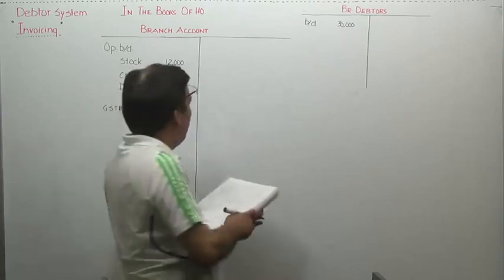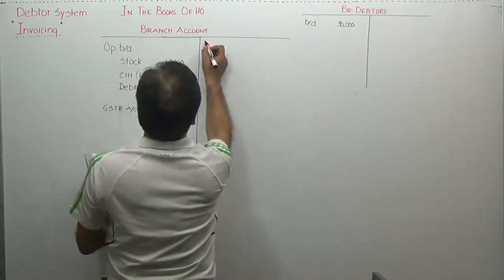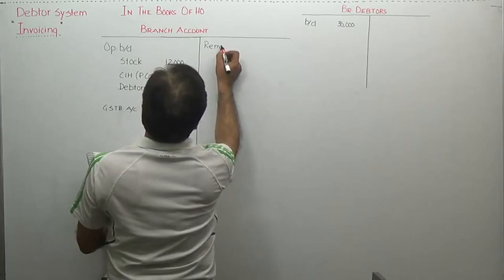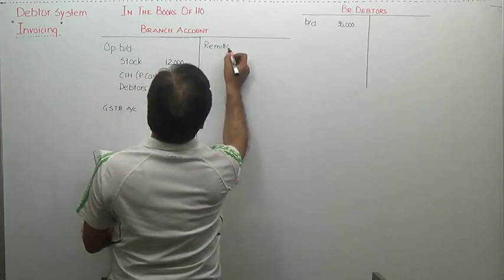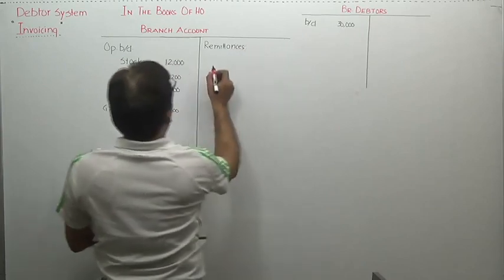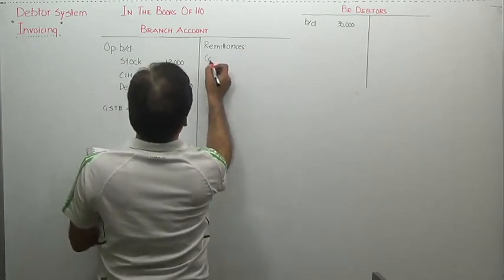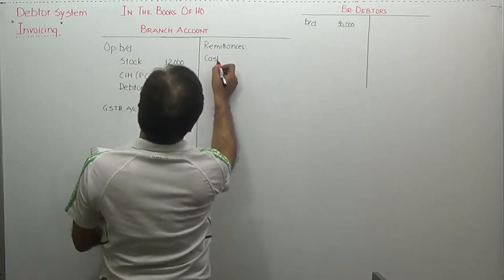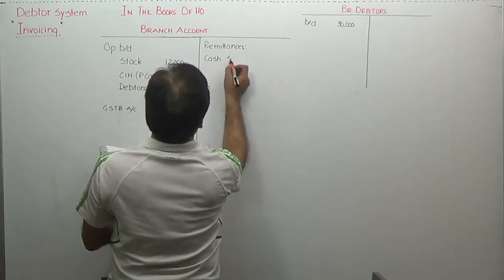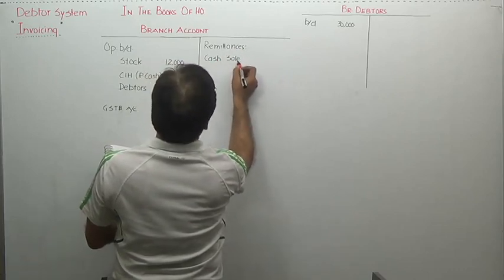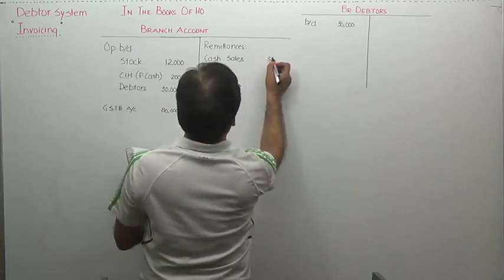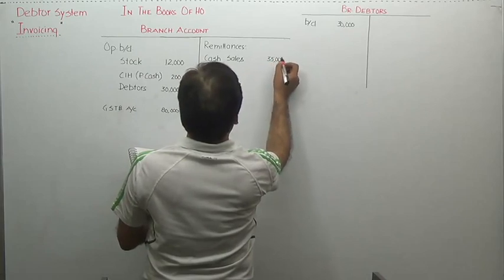Then we have been given cash sales. By now we are very well familiar that it is a component of remittances. Remittances are written towards the credit side. Remittances means amount collected by the branch manager on account of cash sales and from debtors and sent back to head office. So cash sales, you are going to write first. Amount of cash sales given to you in this question is 35,000. So 35,000 you are going to write down here.